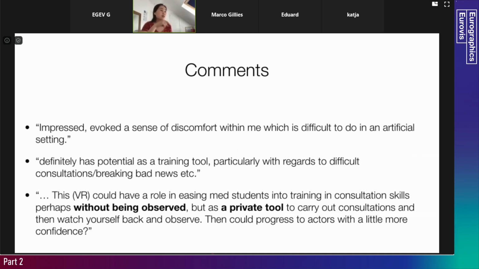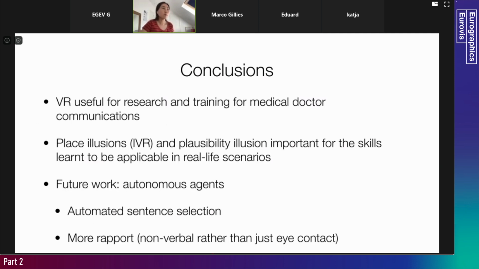And maybe look at the last one as well. The VR really had a role in easing med students into training consultation skills, perhaps without being observed, as a private tool. So they really appreciate what they've done. But in their case, we had the same thing. We had a research assistant in the room at the same time, basically pressing buttons to trigger responses from the virtual characters, which I think, for our next step, is really to move on from.